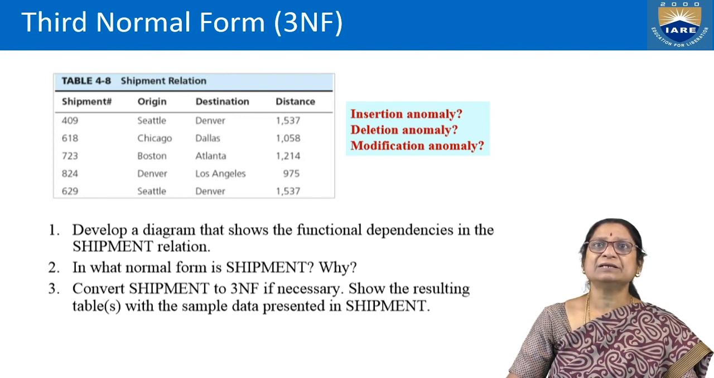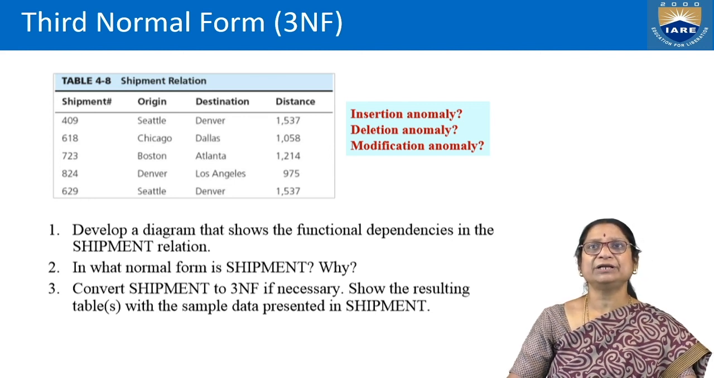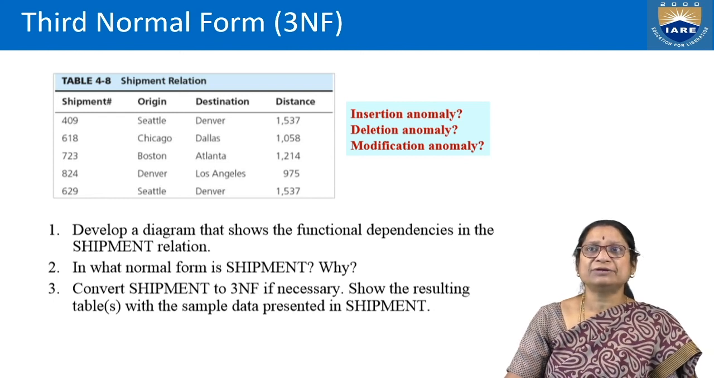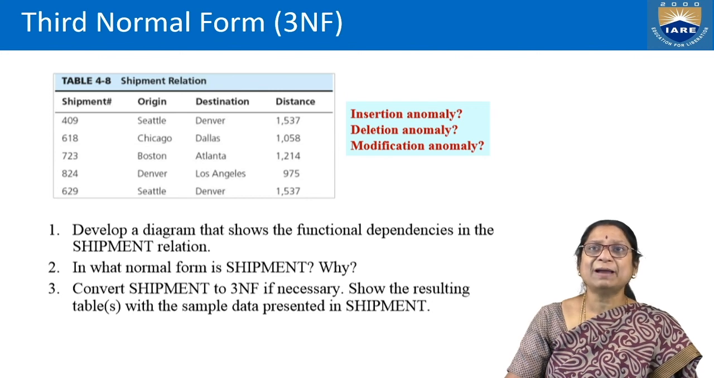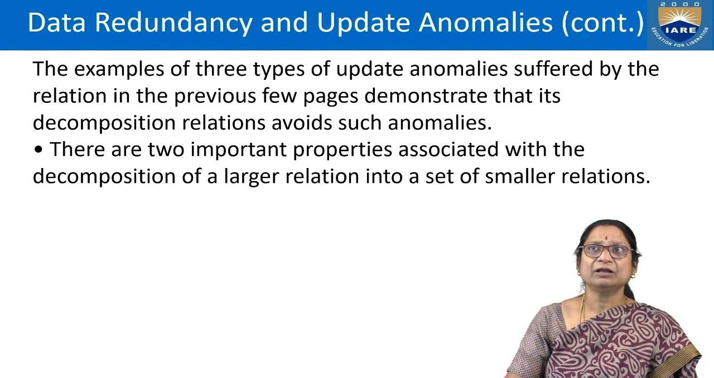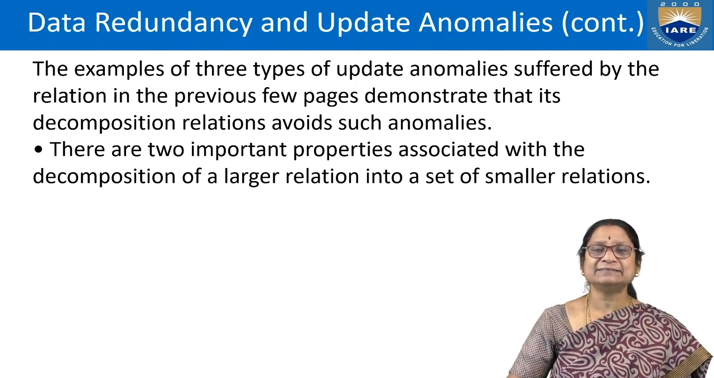So another example: shipment number, origin, destination, and distance. What anomalies are going to be suffered with this, and how are these anomalies avoided by making it 3NF? When the shipment is converted into 3NF, whatever anomalies are there are going to be reduced to the maximum extent. These anomalies generally result from redundancy. So that's why the redundancy of the data must be reduced as far as possible.